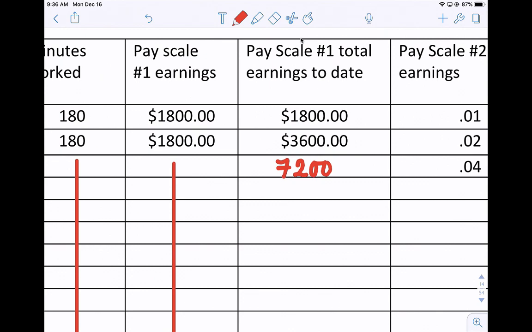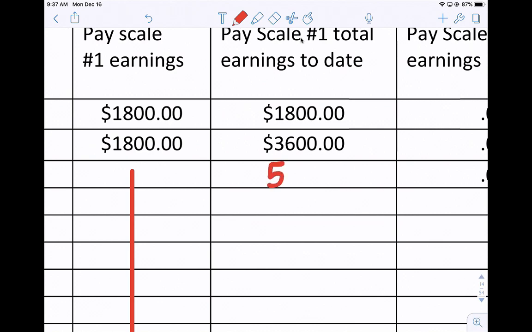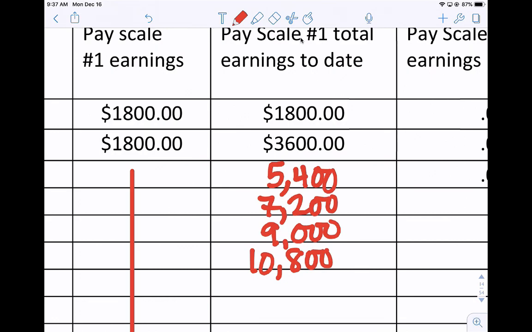Add another, so that would be $14,440. Add another $1,800. Let's see if I'm doing that right. Oh, I did that wrong. Sorry. I was adding the previous one to itself. Okay, so it'd be $3,600 plus $1,800, which would be $5,400. Plus another $1,800, then we would get $7,200. Plus another $1,800 would be $9,000. Plus another $1,800 would be $10,800. So every day we're adding $1,800.